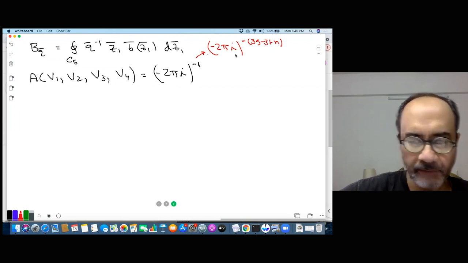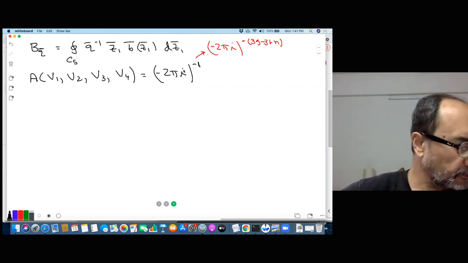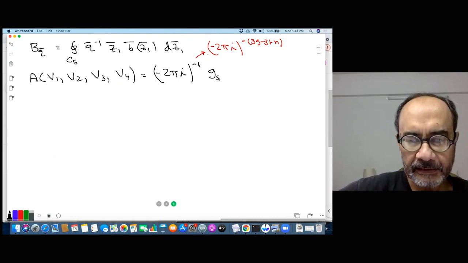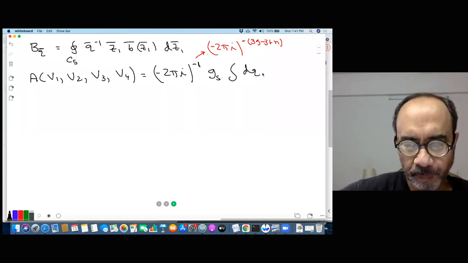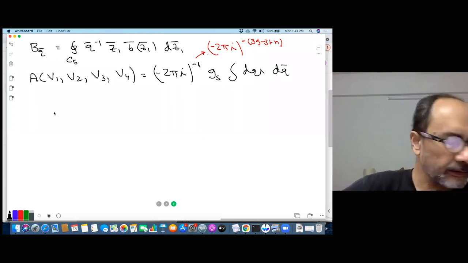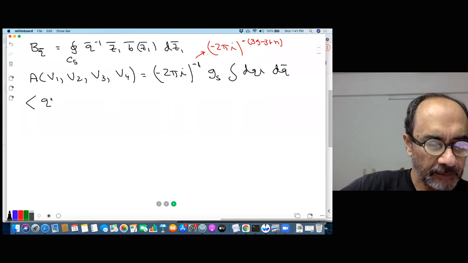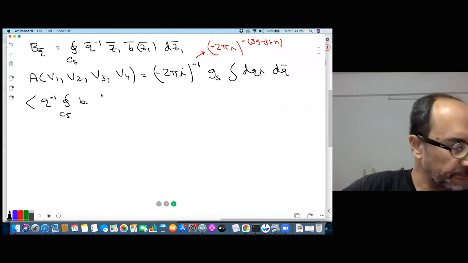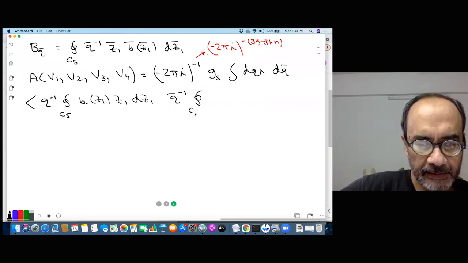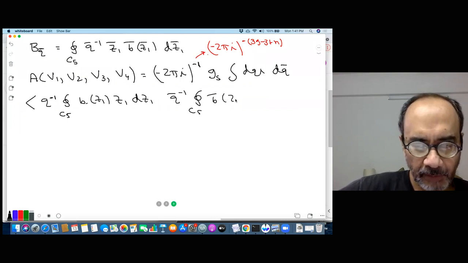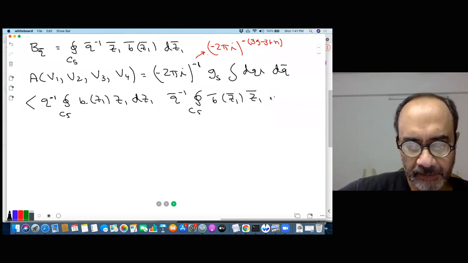So that's minus 2 pi i inverse. Then there is g_s to the appropriate power, 3g minus 3 plus n. Then the integral dq dq bar. And inside, we have a q inverse times the integral of c5 B of z1, z1, dz1. Then q bar inverse times the integral of c5 B bar of z1 bar, z1 bar, dz1 bar.